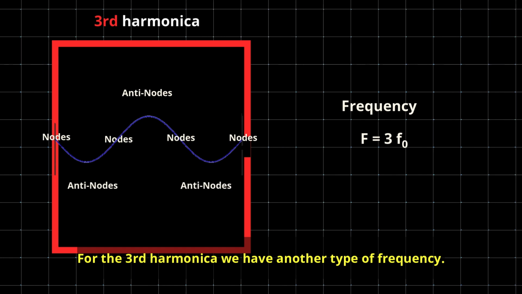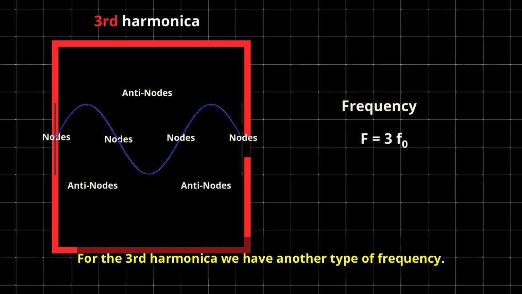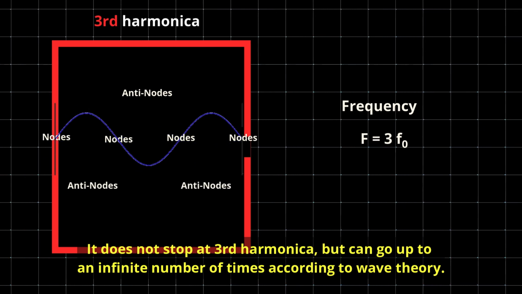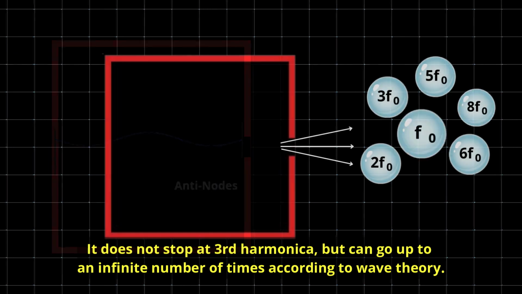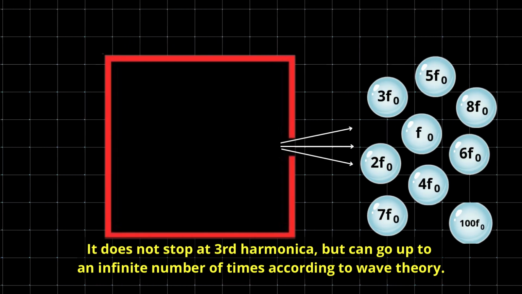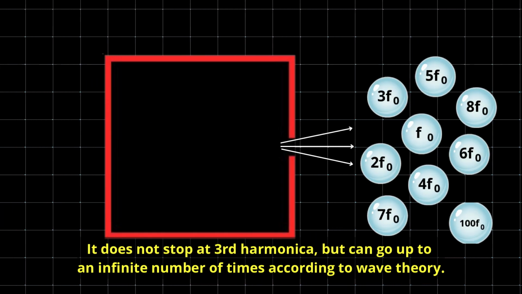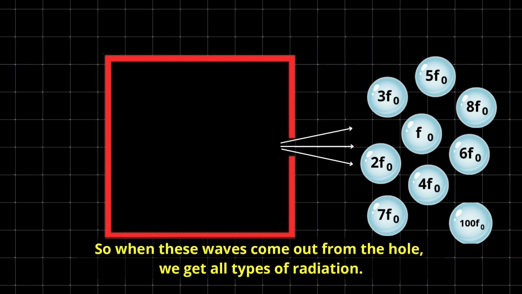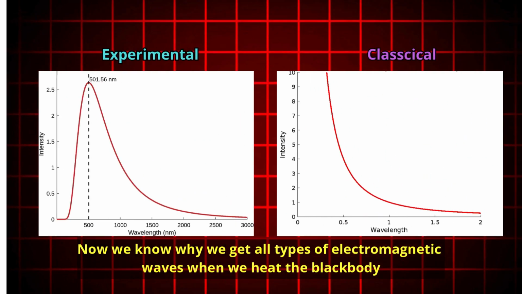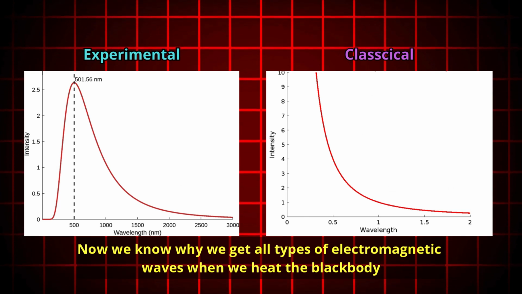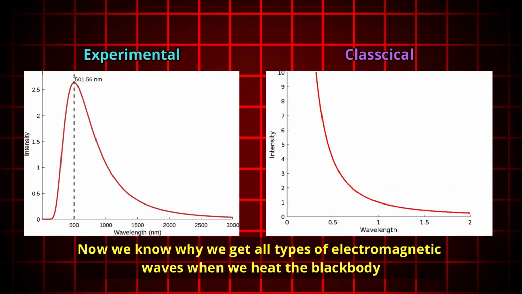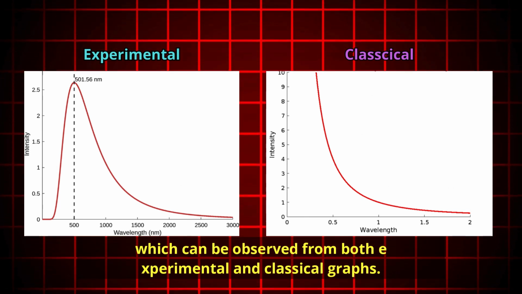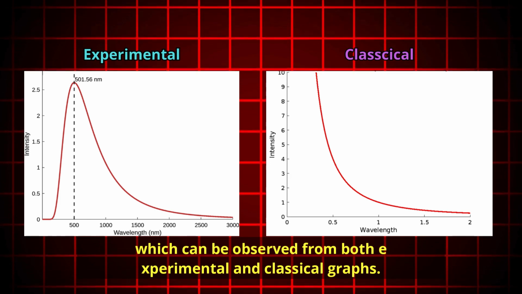For the third harmonic, we have another frequency. It does not stop at the third harmonic, but can go up to an infinite number of times according to the wave theory. So when these waves come out from the hole, we get all types of radiation. Now we know why we get all types of electromagnetic waves when we heat the blackbody, which can be observed from both experimental and classical graphs.